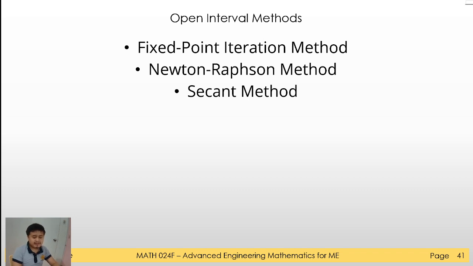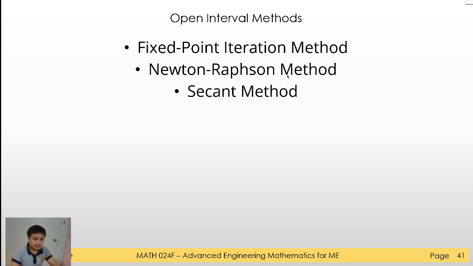Now, instead of having a bracket, we just need to have at least one initial guess to arrive at an approximate solution. So again, we have fixed point iteration for the open interval methods, and then we will also discuss in the next videos the Newton-Raphson method and the secant method.